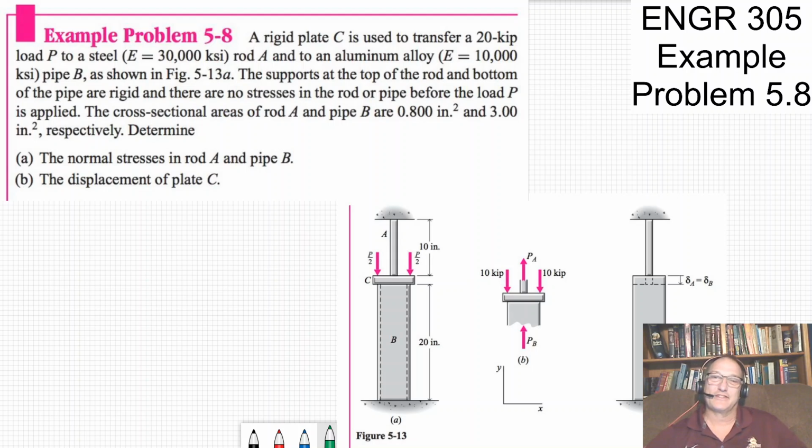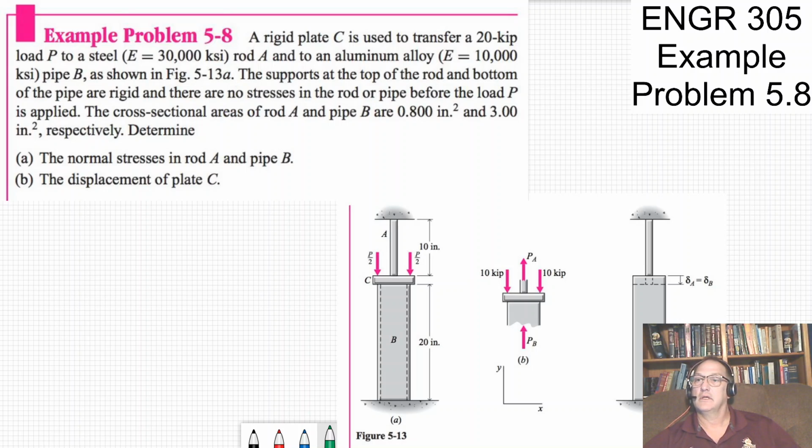Engineering 305, example problem 5, chapter 5, number 8. We have a rigid plate C, which is used to transfer a 20 kip load. That is 20,000 pounds. That'd be 5 minivans. To a steel rod and an aluminum alloy pipe, as shown in figure 5.13.